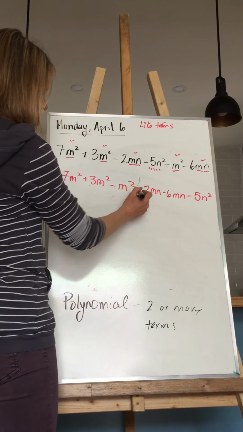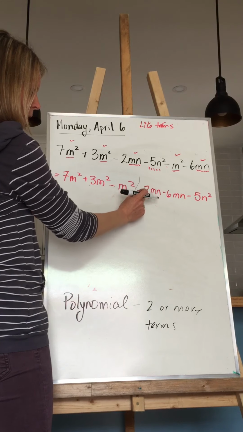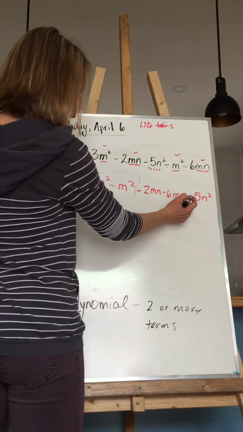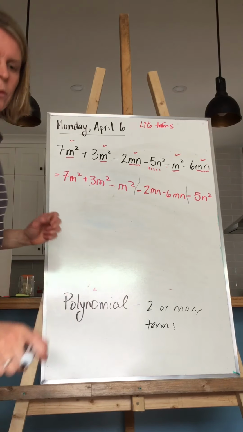So I'll put that divider there. Make sure you put it after the m squared, not between here, because then you might treat that as a positive. So right there and right there. So there's my groups.